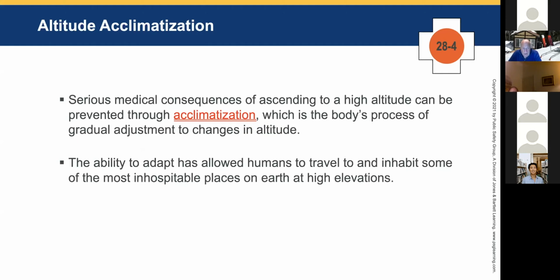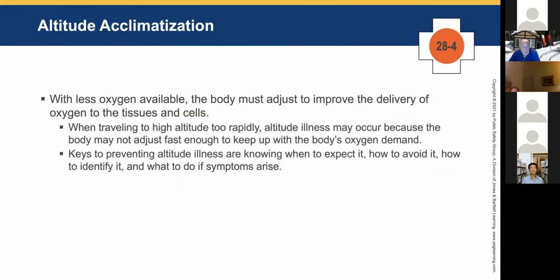The ability to adapt has allowed humans to travel to and inhabit some of the most inhospitable places on Earth at high elevations. With less oxygen, the body must adjust to improve the delivery of oxygen to the tissues and cells. Here are some of the keys. When traveling to high altitude too rapidly, altitude illness may occur because the body may not adjust fast enough to keep up with the body's oxygen demand. Keys to preventing altitude illness are knowing when to expect it, how to avoid it, how to identify it, and what to do if the symptoms arise.